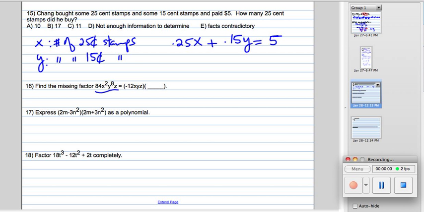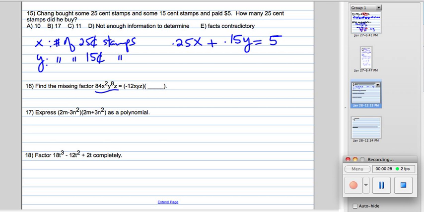In number 15, we're told Chang bought some 25-cent stamps and some 15-cent stamps and paid a total of $5. How many 25-cent stamps did he buy? So I defined a couple of variables. I defined X to be the number of 25-cent stamps and Y to be the number of 15-cent stamps.